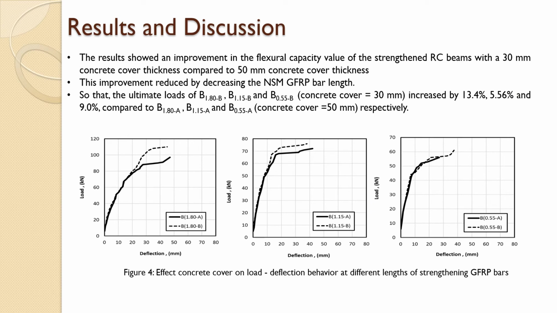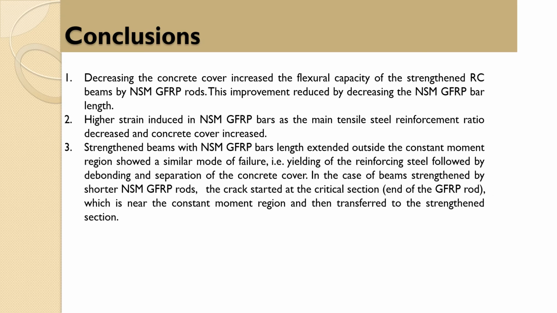The results showed an improvement in the capacity of the beam with a 30 mm concrete cover thickness compared to the 50 mm one. But this improvement reduced by decreasing the near surface mounted GFRP bar length, as shown in the figures below. As a conclusion, decreasing the concrete cover increased the flexure capacity of the strengthened beams, while this improvement reduced by decreasing the GFRP bar length.